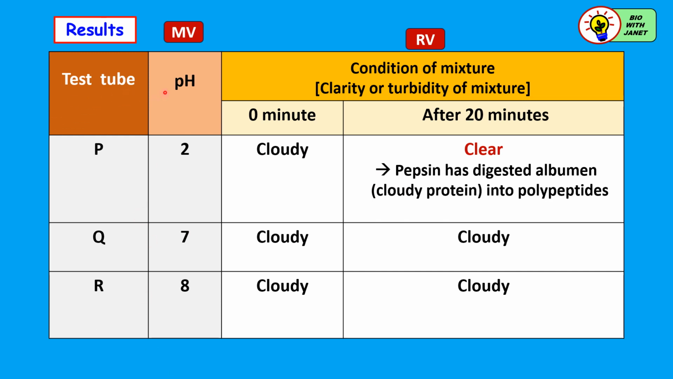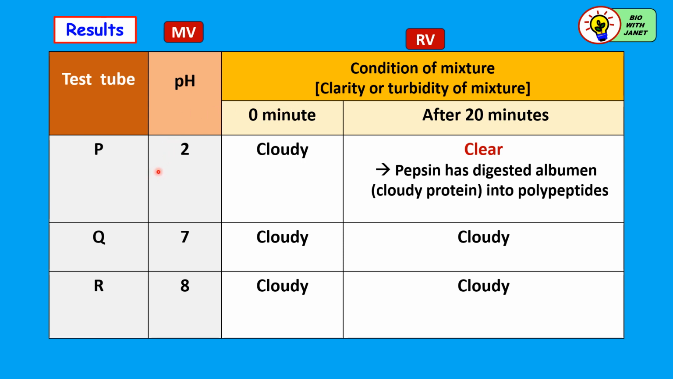So here are the results in a tabulated form. On the left, we have the test tubes P, Q, R, and the pH is also written on the left-hand side. This is the manipulated variable. Then we have the condition of the mixture, that is the clarity or turbidity of the mixture, which is the responding variable, and it's usually written on the right-hand side.